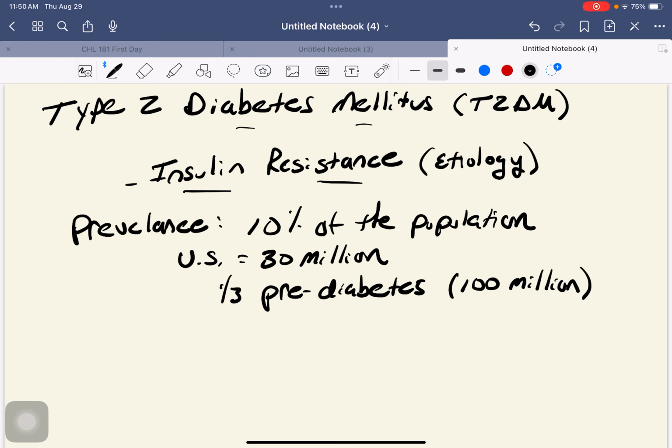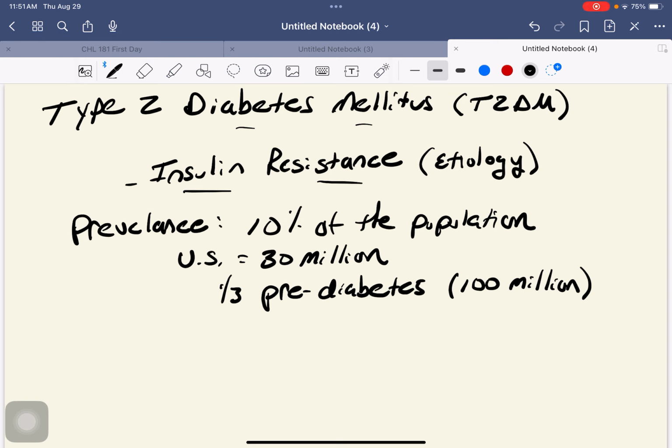So 1 in 3, 100 million people in the U.S. alone living with pre-diabetes, meaning their blood sugar from a rested and fasting condition is hovering just over 100 milligrams per deciliter, right? Just outside of that comfort zone of the homeostatic range. Once again, we'll put some more detail onto that here in a little bit, but they're starting to see some problems associated with blood sugar, right?